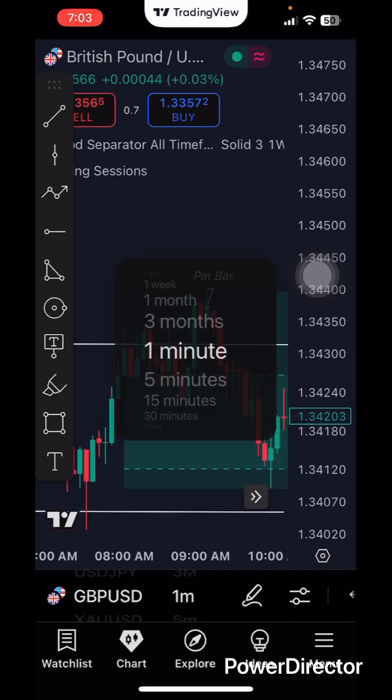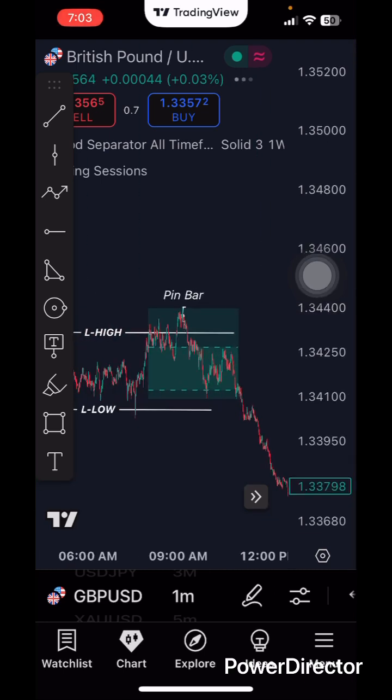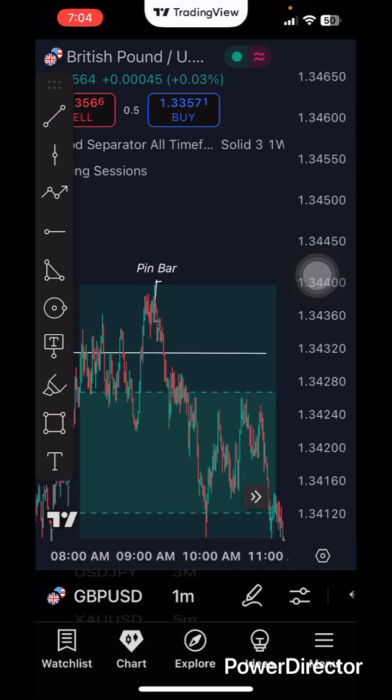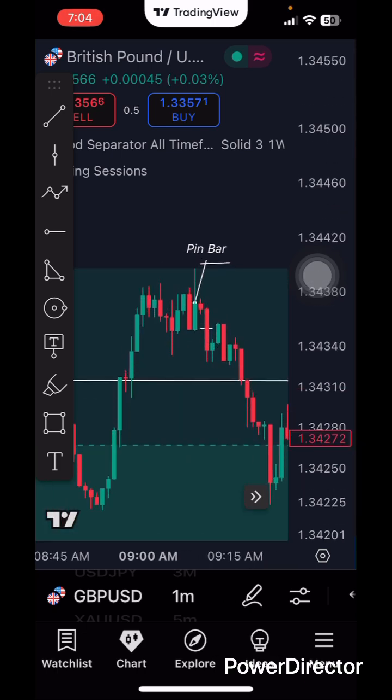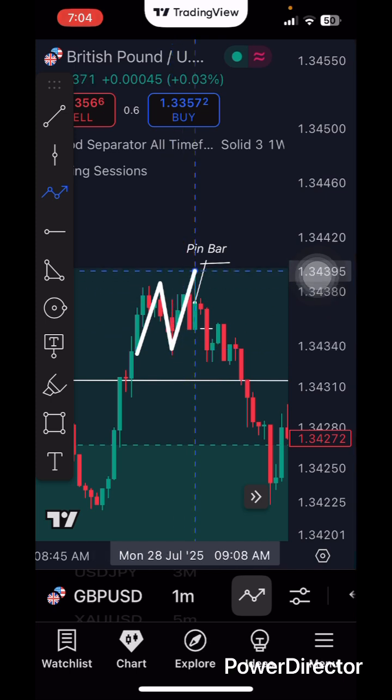And if we zoom in, you can see the pin bar here on the 5-minute, but if we zoom in even further on the 1-minute chart, we have that very nice pin bar up there to complete our micro M formation going into the high of the session.